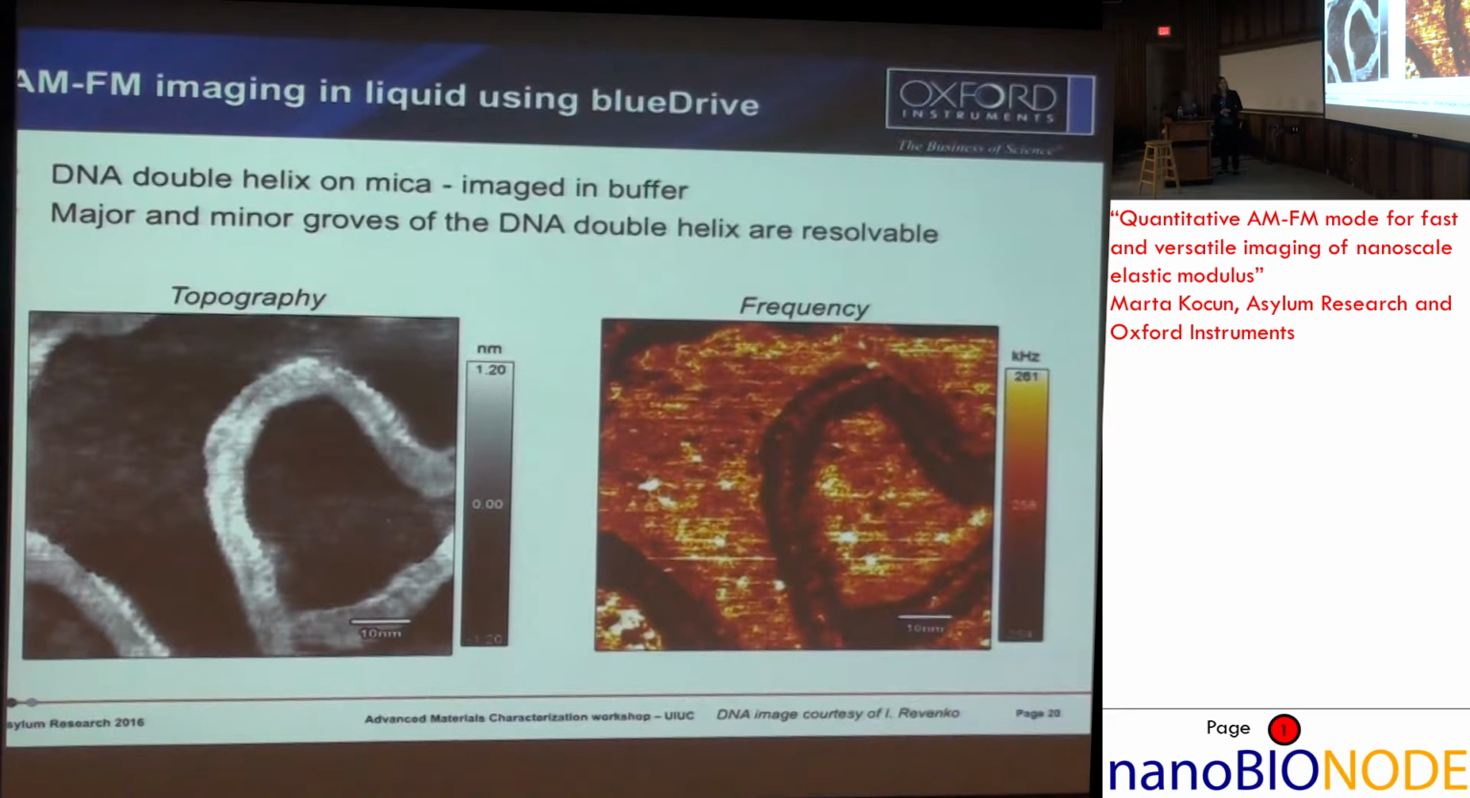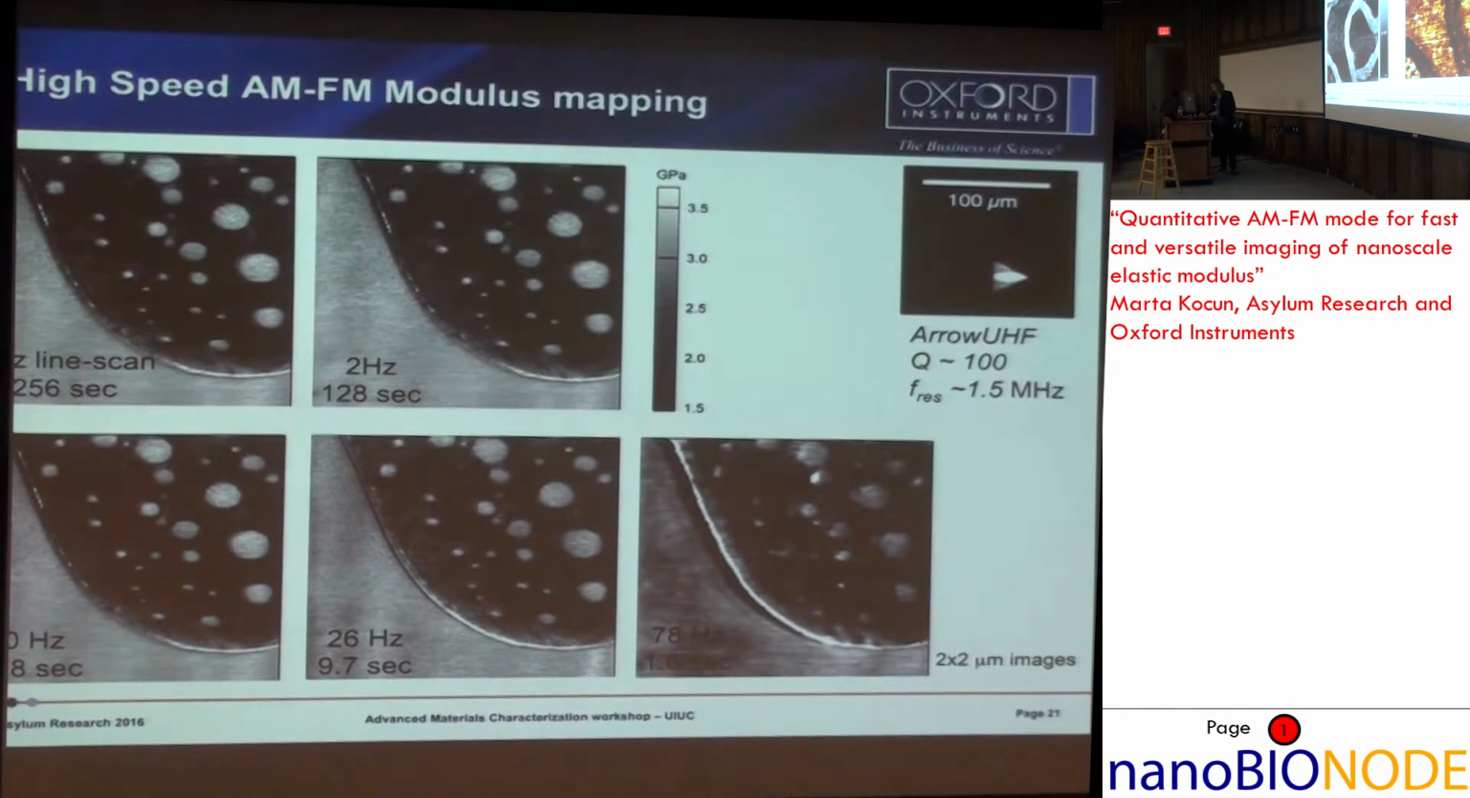This would look nicer and more dramatic if there was a little more contrast, but this is an image obtained in liquid, and it's DNA. It's done in AM-AFM mode. You can see in frequency that we can clearly see the banding of the DNA polymer that was just deposited on the surface. But I'm going to move to the next one, since you couldn't see much.